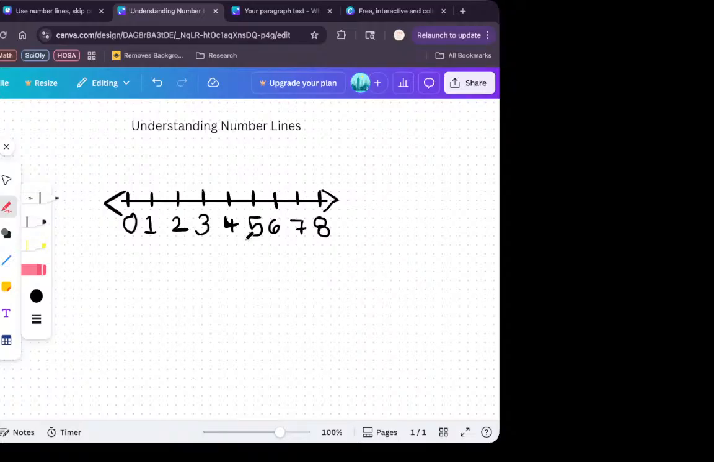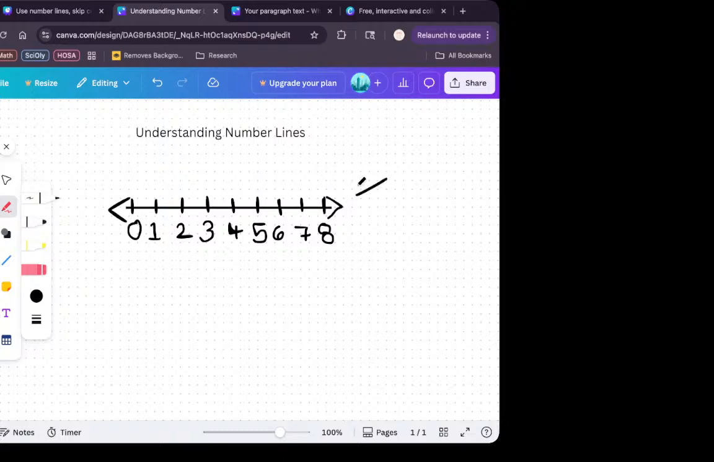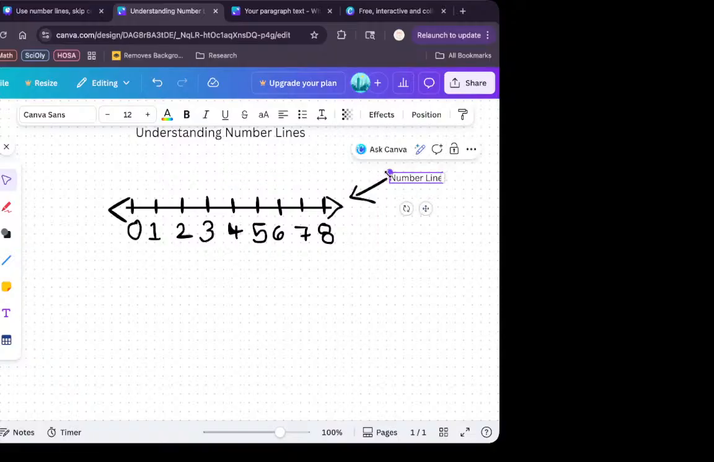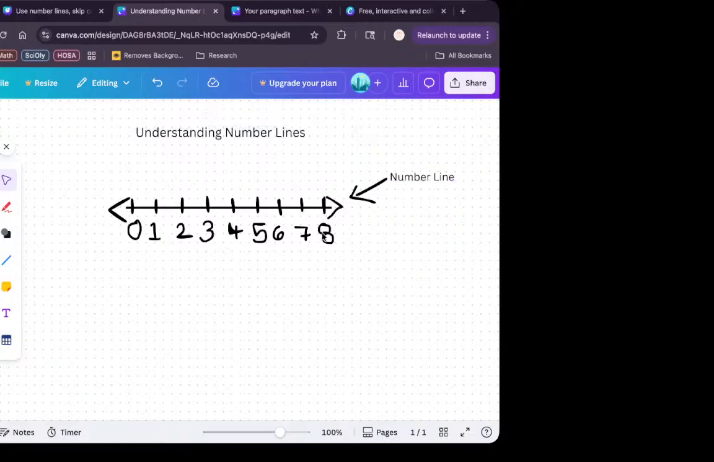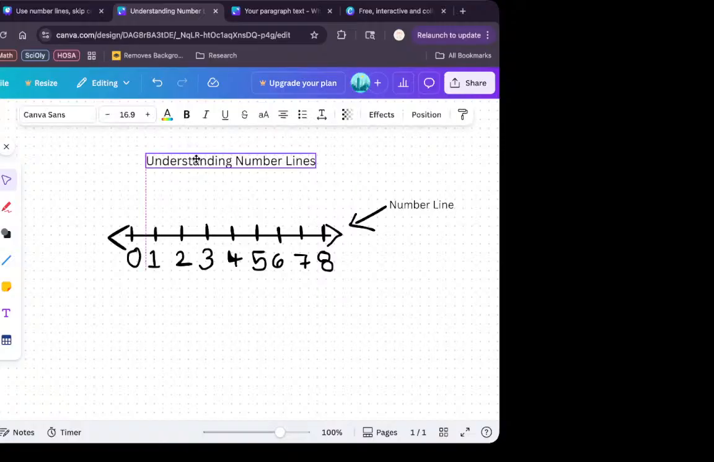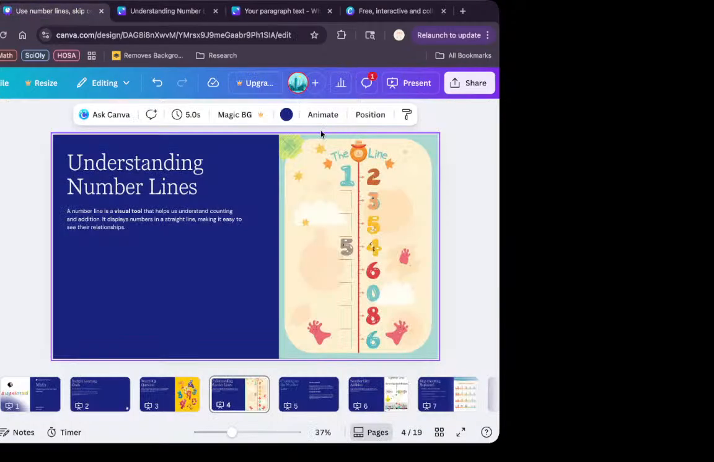We're just going to label this as number line, as this is a standard number line, okay? This is what most of them will look like without skip counting and everything. This is how it looks. Now, before we move on to skip counting and how it's used, let's go back to the presentation and I will tell you how.